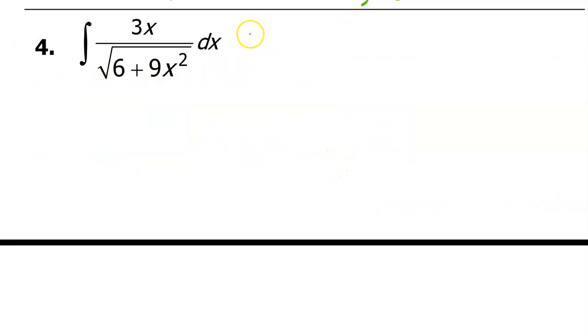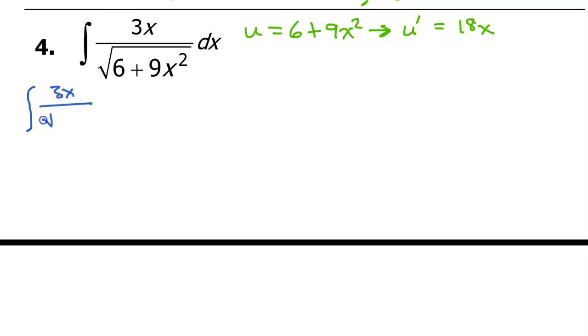Number 4, let's hit up this u substitution again. Probably u will be everything inside of this radical. So u is 6 plus 9x squared. Deja vu. u prime is 18x. So we're going to have 3x over the square root of u. Instead of dx, we will write du over u prime, or 18x.